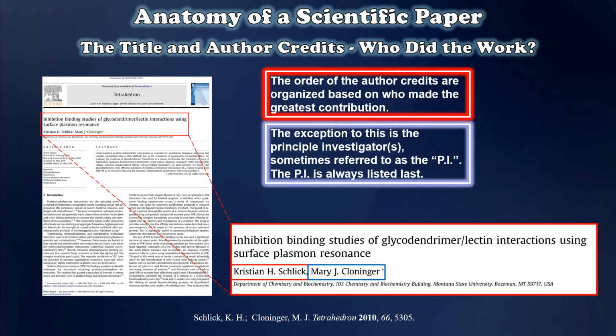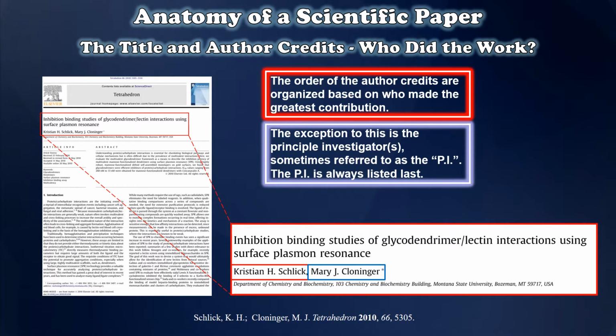But next comes our exception to the rule, which is the very last name on the paper. This position is preserved for what we call the principal investigator, or PI. So in this case, I can tell that this work was done in the laboratory primarily by Christian Schlick with the guidance of Mary J. Cloninger, who also wrote the grant, obtained the funding, and has the faculty appointment, which made the work possible.